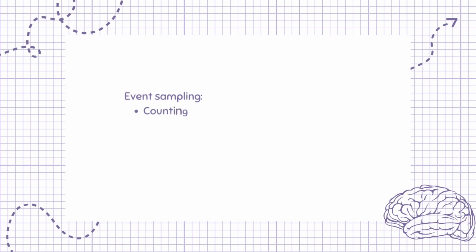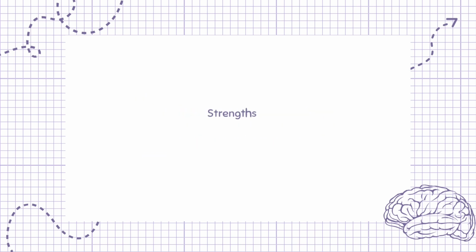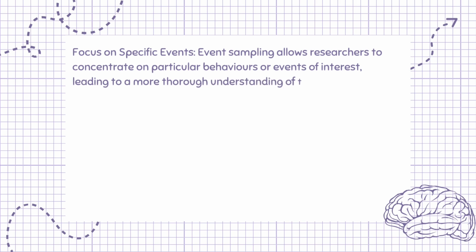Event sampling. Counting and recording the number of times a specific event that is relevant to the investigation and pre-established occurs. Strengths of event sampling. Focus on specific events. Event sampling allows researchers to concentrate on particular behaviors or events of interest, leading to a more thorough understanding of those occurrences.